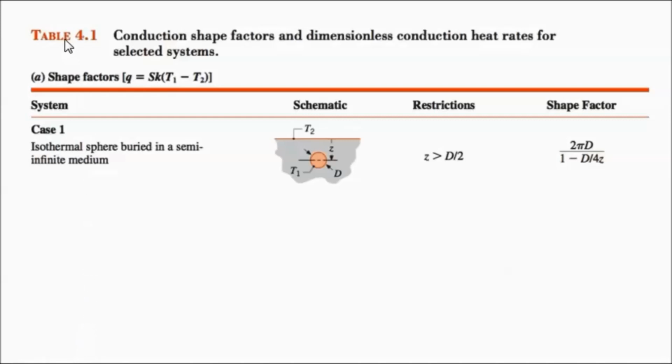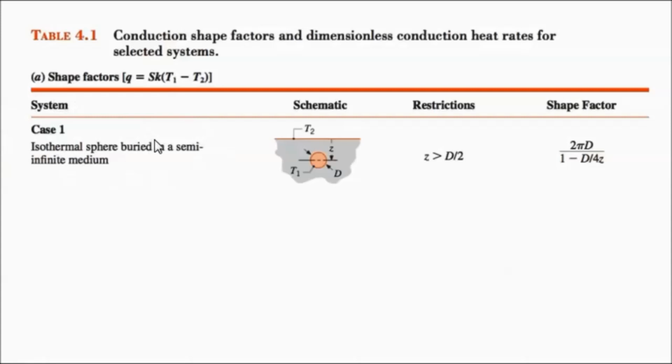So now we can see table 4.1 from page 236 of our textbook. This is for conduction shape factors and dimensionless conduction heat rates for selected systems. Now for our particular one, we're just going to look at case 1 here. So isothermal sphere, so we're dealing with spheres here, buried in a semi-infinite medium. So this relates to our case here.